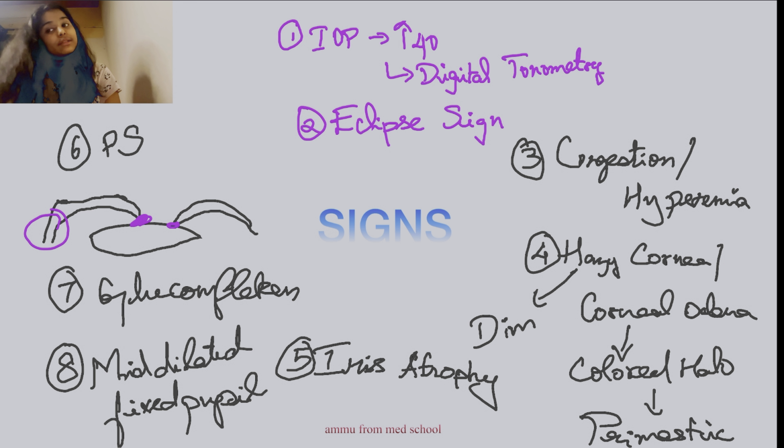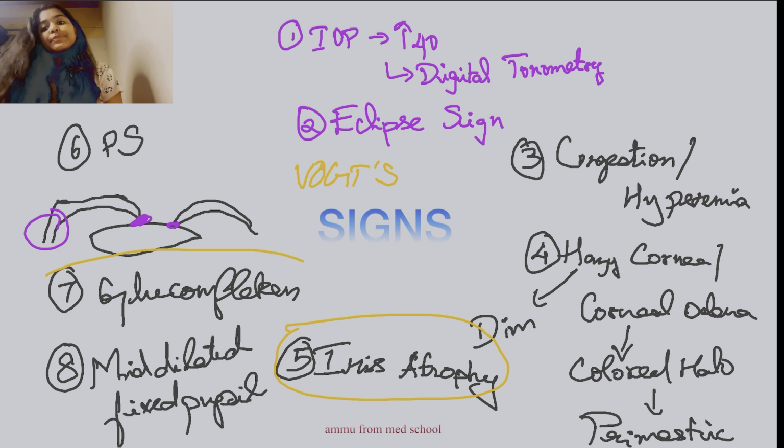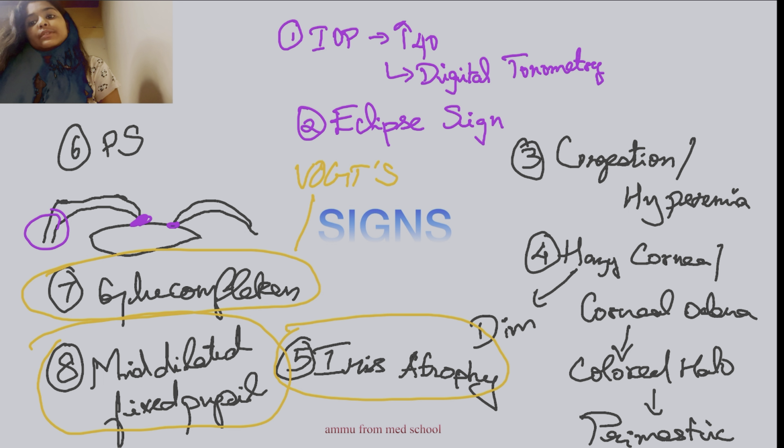Now, summing up all the signs, we have something called Voigt's triad. What's this Voigt's triad? Iris atrophy, as I have told you, because of increased pressure, the iris atrophies. The glaucomflecken, because of the cataract, the subcapsular opacities. And fixed mid-dilated pupil. All this together forms the triad called Voigt's triad.